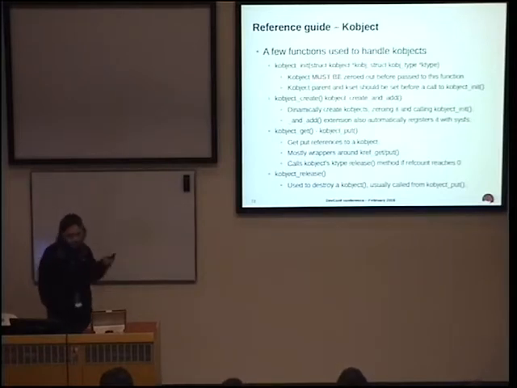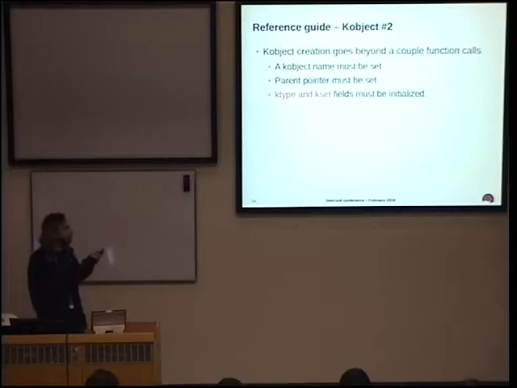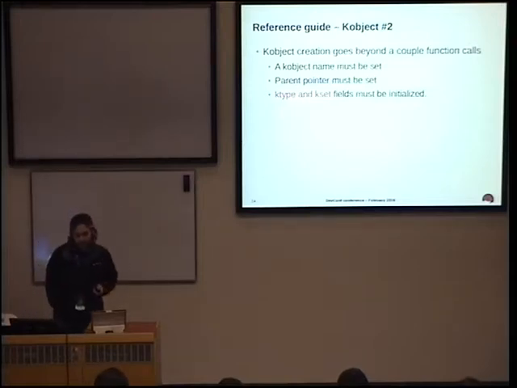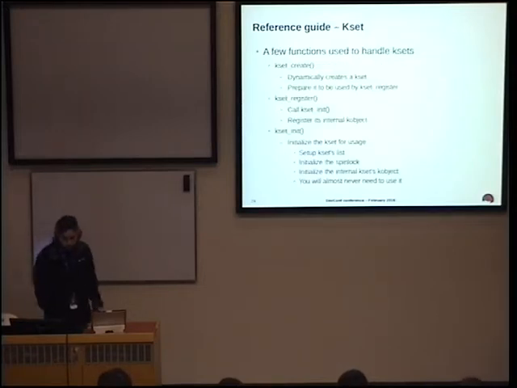So I added here a few functions about how to handle KObject itself. Here are a few important things about KObjects. A KObject must have a name and a parent pointer, and the KType and Keyset must be initialized, and also the KObject should be zeroed when it has been created. So usually when you see a KObject being created, you always see a memset zeroing all the fields inside the KObject. So a few functions to handle the Keyset, in case you guys are interested in seeing it later.